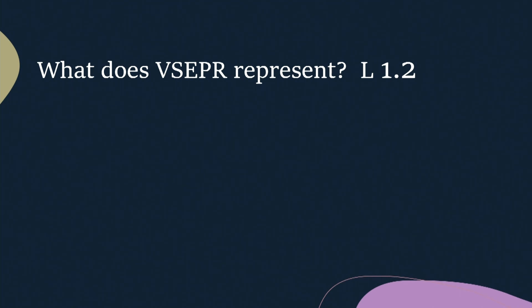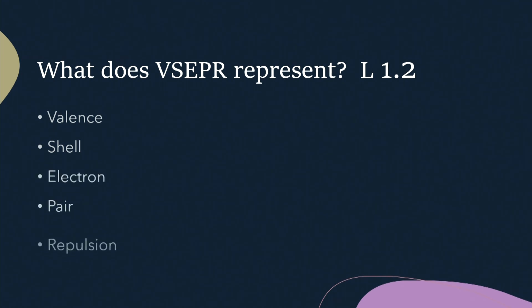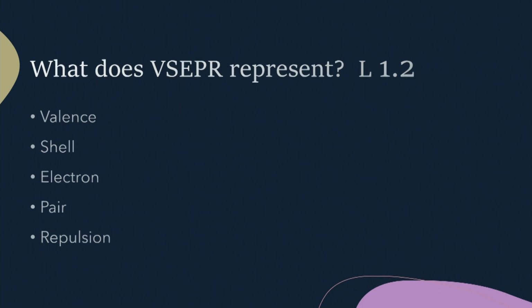So the question here is, what does VSEPR stand for? Well, it's an acronym and it stands for valence shell electron pair repulsion. So the valence electrons are found in the outside shell furthest away from the nucleus, and electrons are negative. So if you have a pair of electrons, they're going to cause a repulsion, which is then going to have an impact on the molecular shape, or the shape of our molecules.